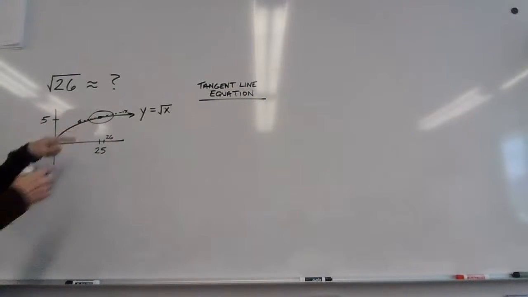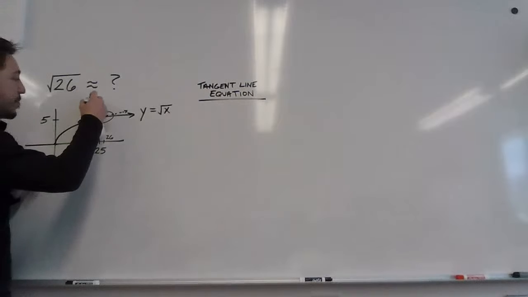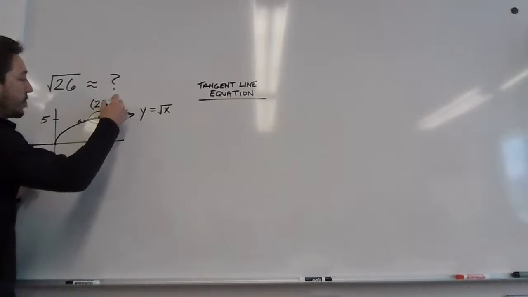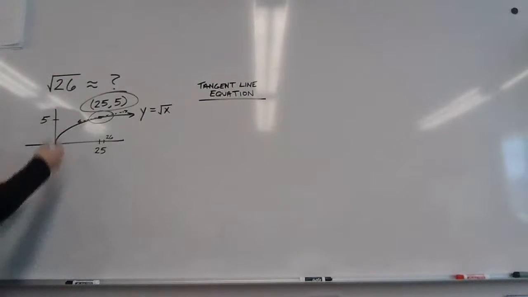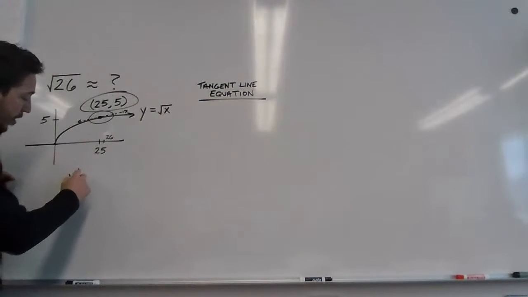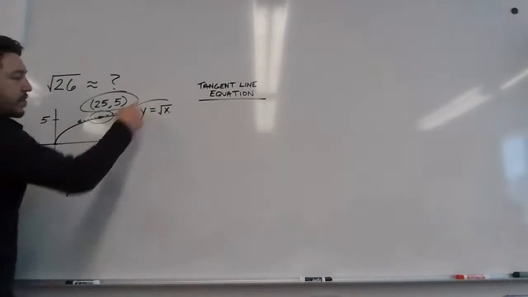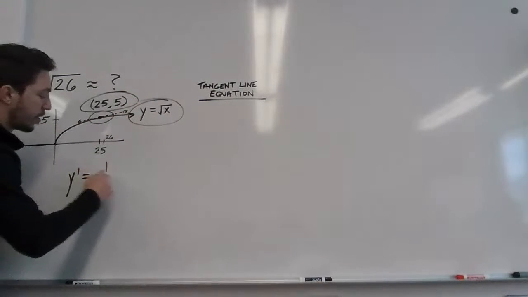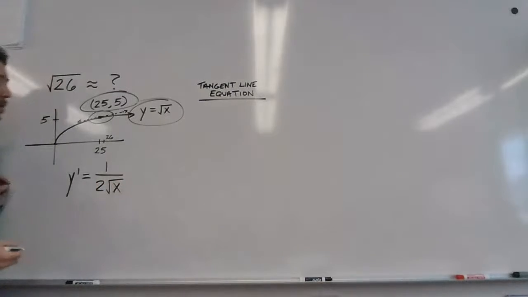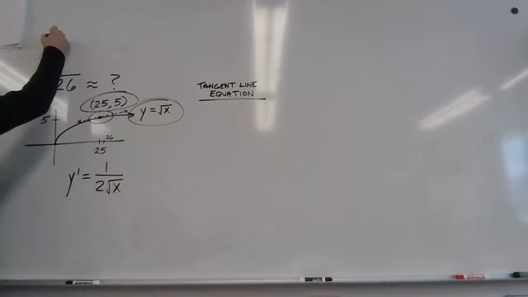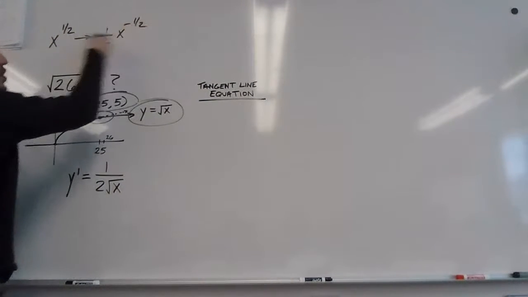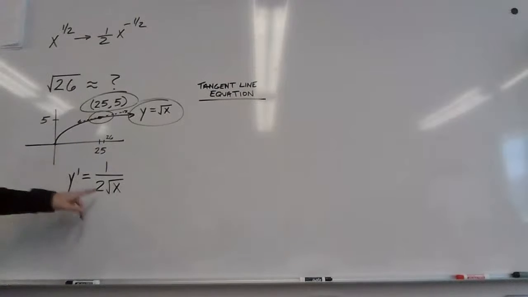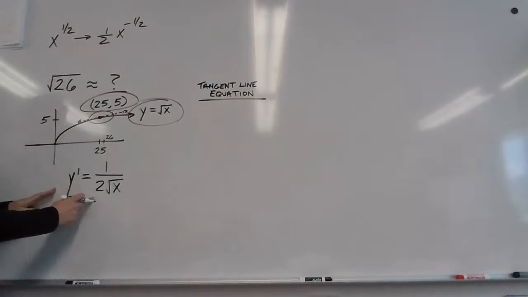Okay, so this point here is (25, 5). There's my point. To get the slope, I gotta take the derivative. So I gotta go y prime. What's the derivative of this function? 1 over 2 root x. If that's not what you know by heart, you can go x to the 1/2 turns into 1/2 x to the negative 1/2, just using your basic power rule. But hopefully this is one you kind of got embedded in the old brain there, deep in the wrinkles.